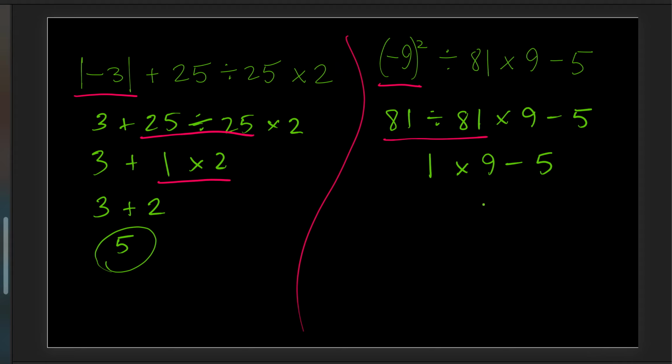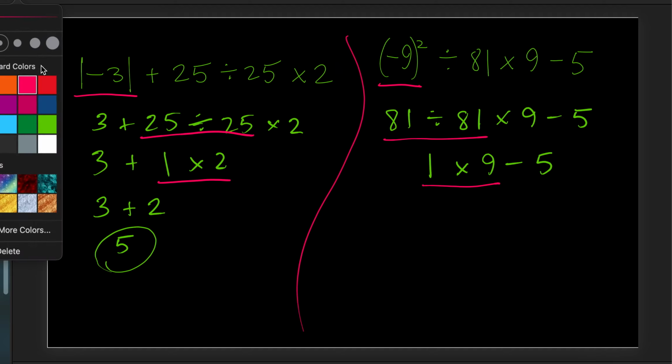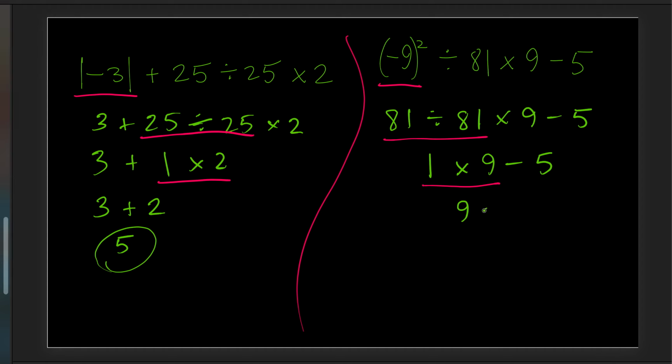Okay, so now I've got multiplication and I have subtraction. Multiplication definitely comes next. So I like to underline for myself what comes next, so when I go back I can see what I did, but after a while you don't need to do that. It's up to you, okay? 1 times 9 is 9, so I have 9 minus 5, and I know that's 4.